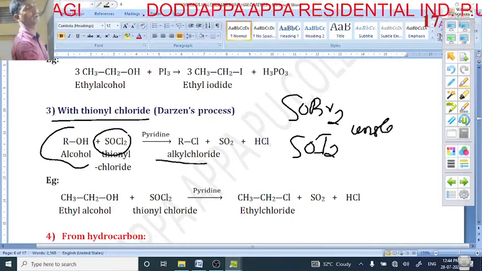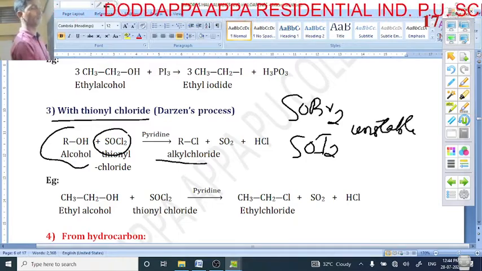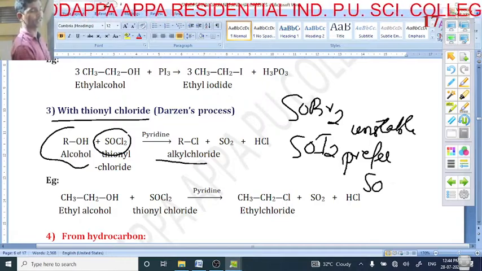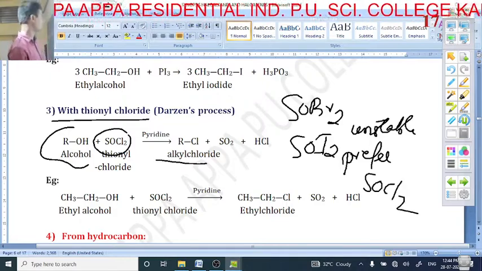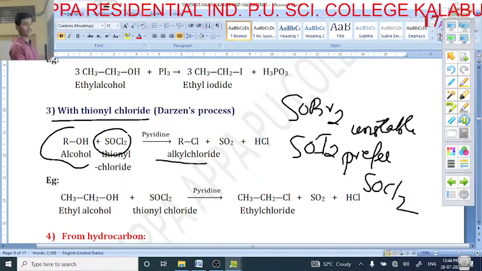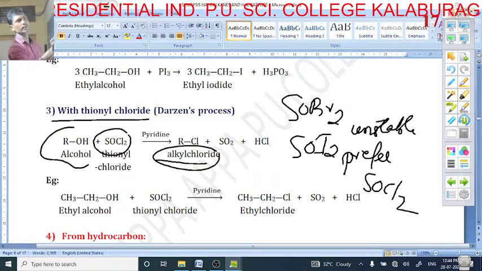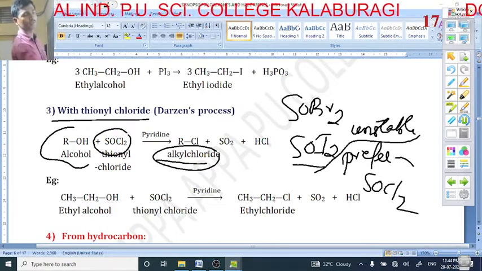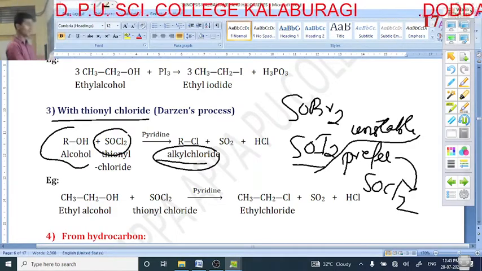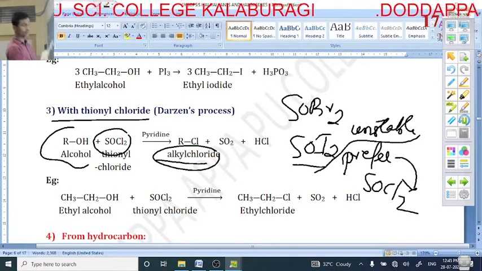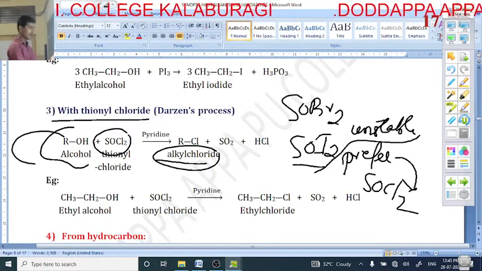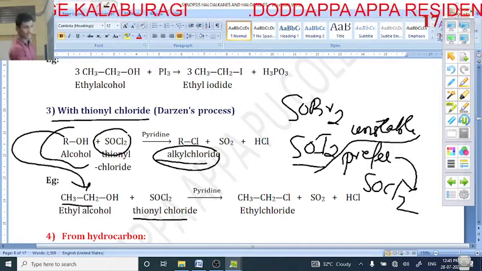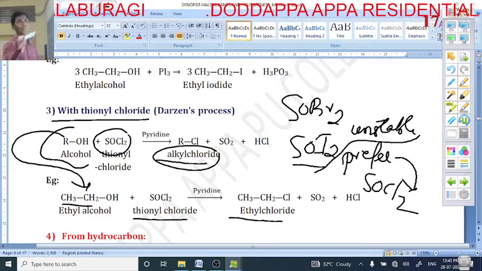So these are unstable. So we prefer only SOCl2. When the alcohol reacts with thionyl chloride, it gives what? Alkyl chloride. But SOBr2 and SOI2 are unstable, so we prefer only SOCl2. By adding SOCl2, we can get alkyl chloride. What is the R? R is the alkyl. This is CH3CH2, this is OH, and thionyl chloride. It gives what? Ethyl chloride.